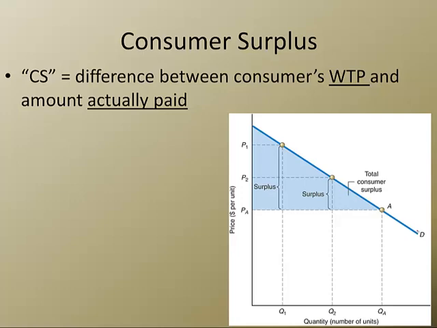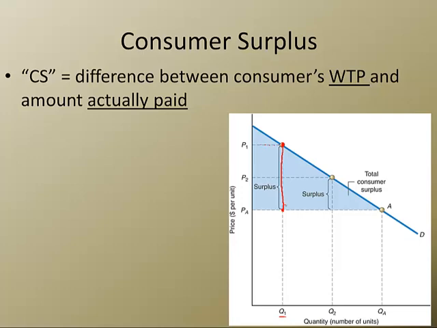Now, remember that the demand curve shows us someone's willingness to pay for an item. So let's talk about this item here, Q1. If we go up to the demand curve, then we hit this point right here, and we find that that consumer is willing to pay this price P1. The cool thing is, this PA is the price that they actually have to pay. So if they're only paying PA, then this whole difference right here is their consumer surplus.